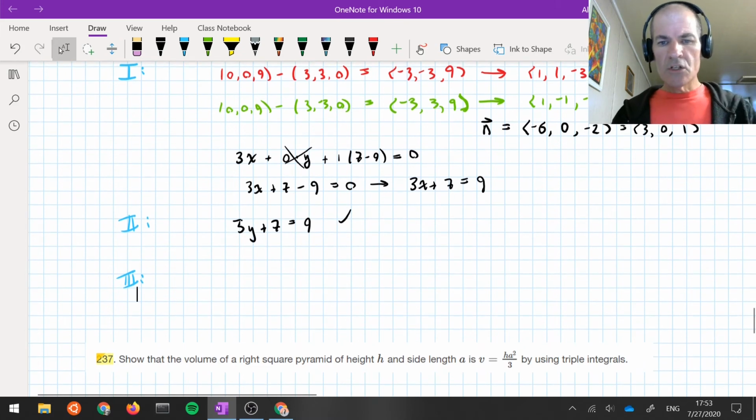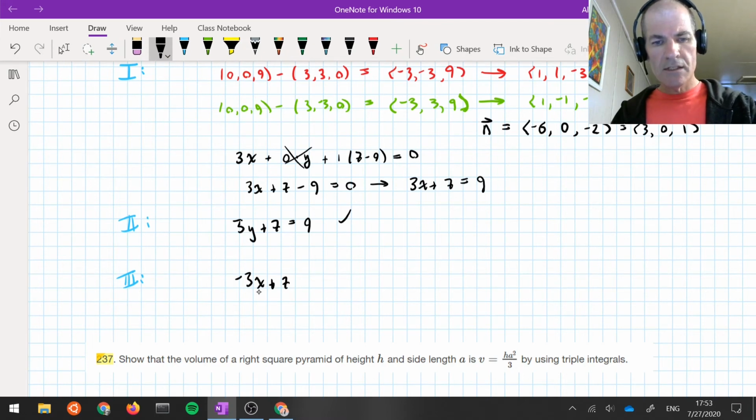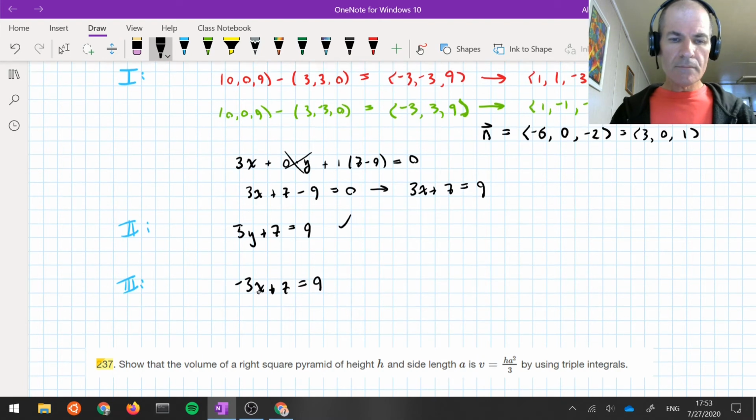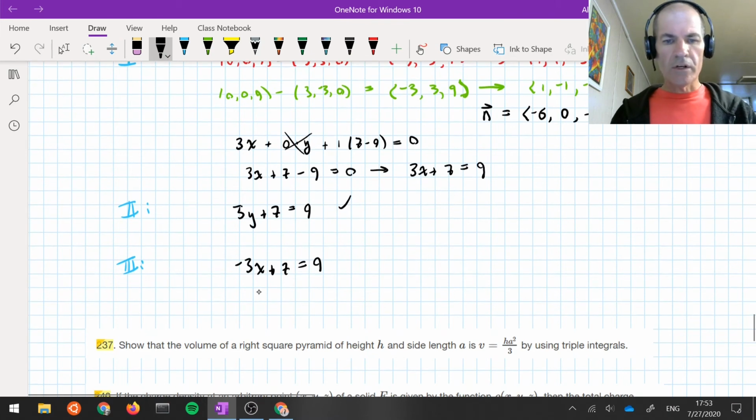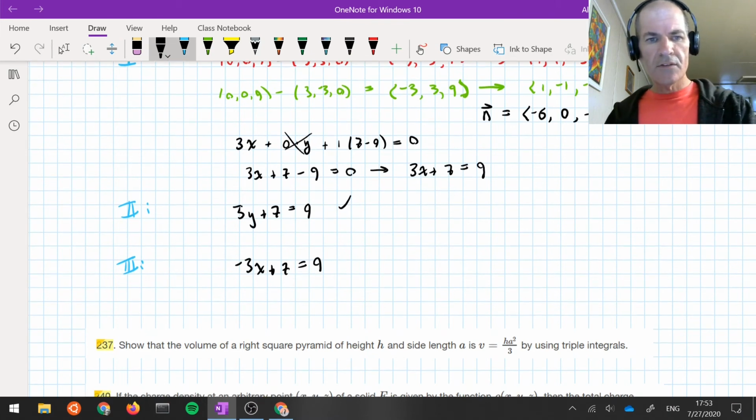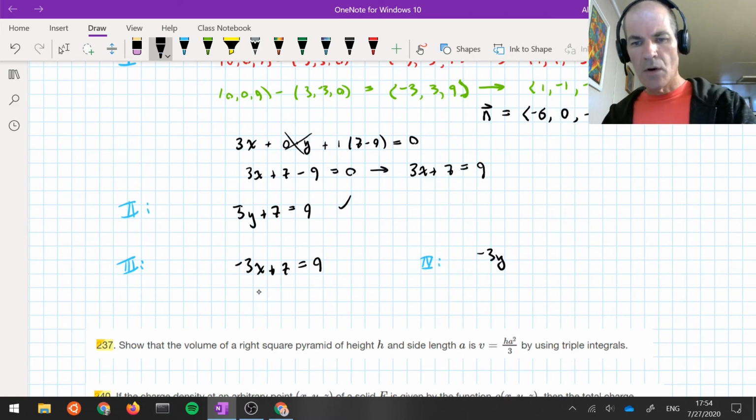So how might we tweak this to get something that satisfies the third face? Let's try minus 3x plus z equals 9. And we go around and we test these points again. Here, this point is going to be negative 3, 0. And you plug those in and it all works out. And you probably can now guess that the fourth face is going to be minus 3y plus z equals 9.